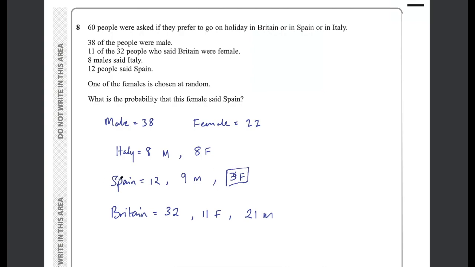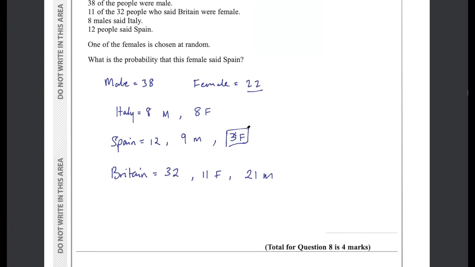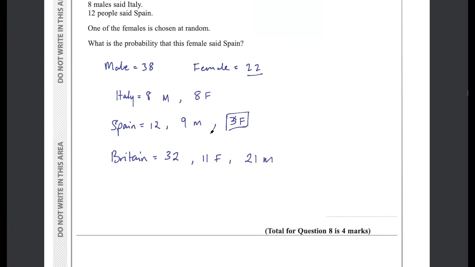3 females chose Spain. If there are 22 females in total, the probability that one of them would choose Spain will be 3 out of 22. So let's just write down the probability that a female chose Spain is equal to 3 on 22. So that would be my final answer there, 3 out of 22 for question 8 for 4 marks. So a little bit of problem solving there, a little bit of arithmetic just to get that number there.